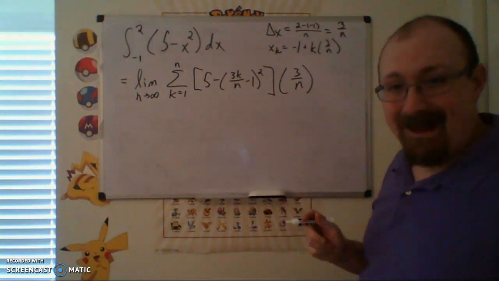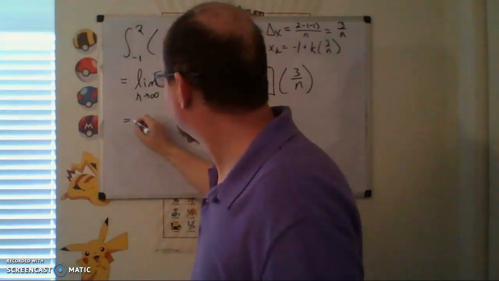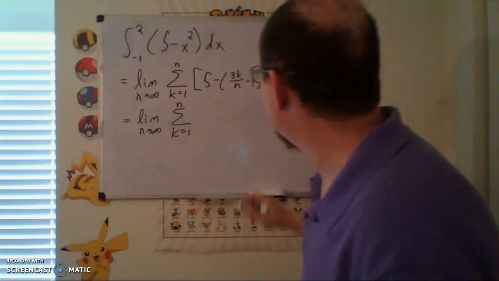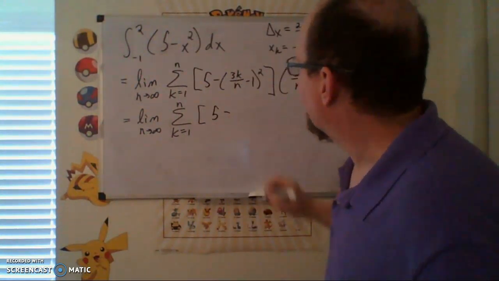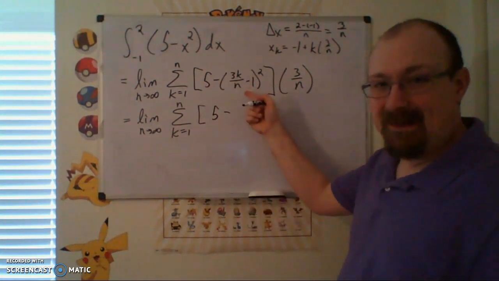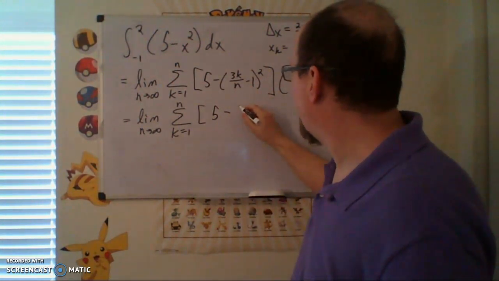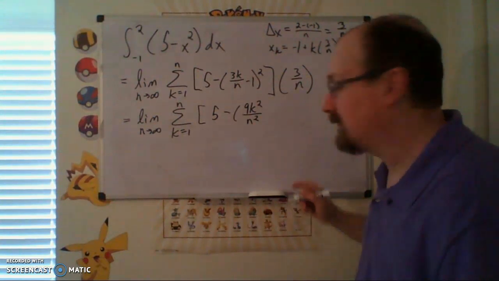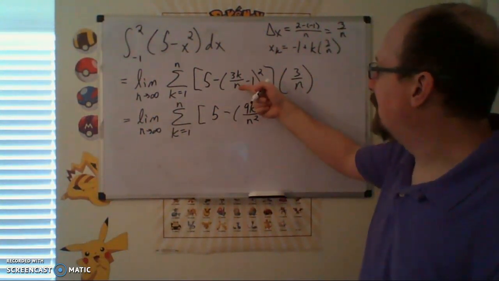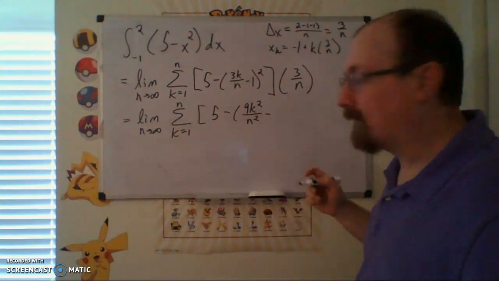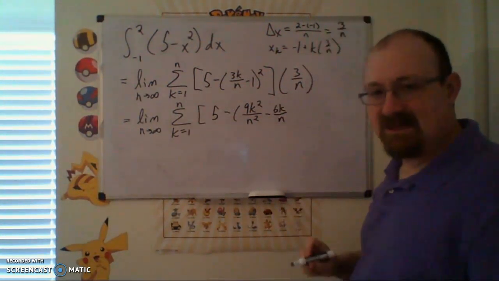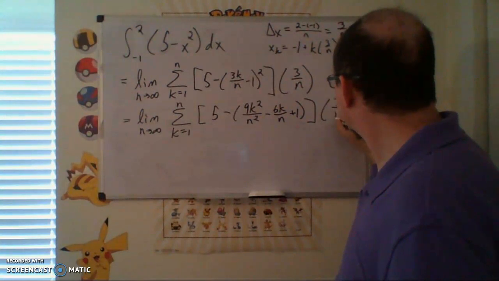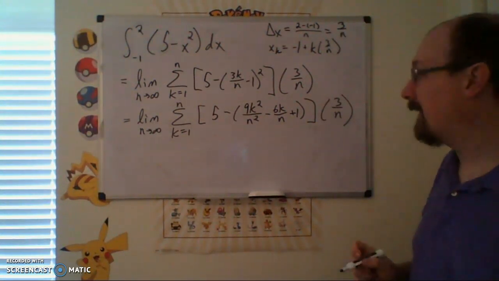So now, algebra time. So the limit as n goes to infinity, the sigma bit looks the same. So when I work through this, foiling out 3k over n minus 1 quantity squared is going to give me 9k squared over n squared when I multiply the first terms. I'm going to have 2 copies of negative 3k over n, so minus 6k over n, -1 times -1 in the back gives me a plus 1. I still got that 3 over n dangling around on the end.